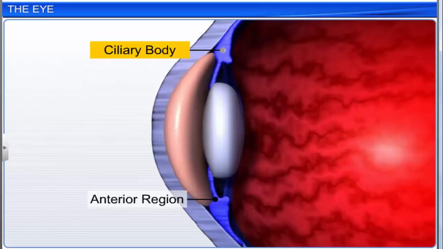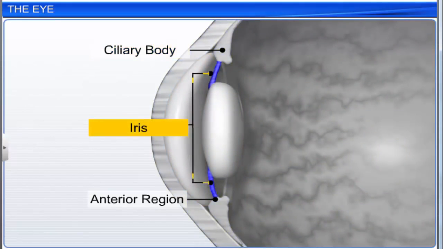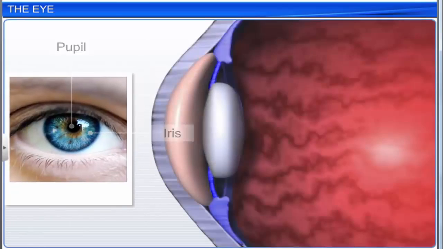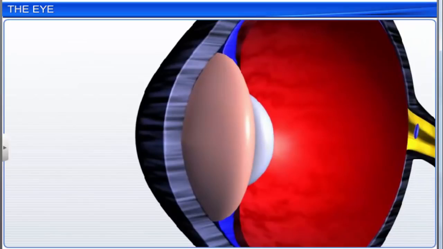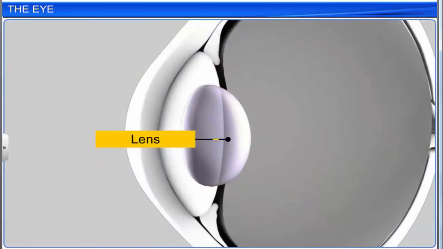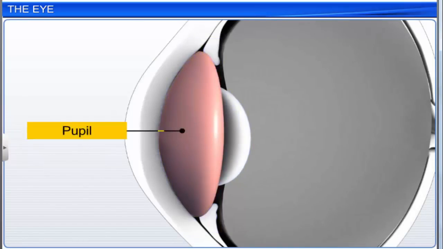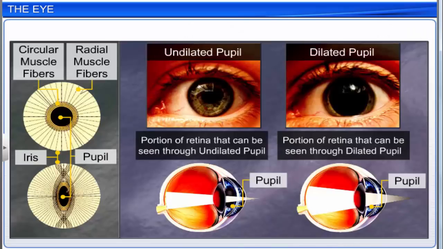The ciliary body continues to form the iris, the visible colored portion of the eye. The eyeball contains a transparent crystalline lens held in place by the ligaments of the ciliary body. In front of the lens, the iris surrounds an aperture called the pupil. The muscle fibers of the iris regulate the diameter of the pupil.